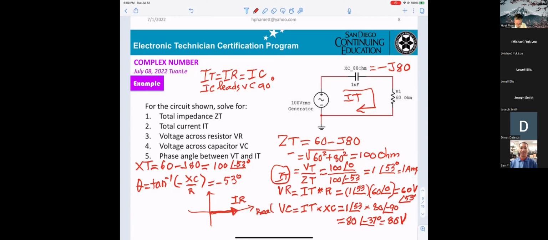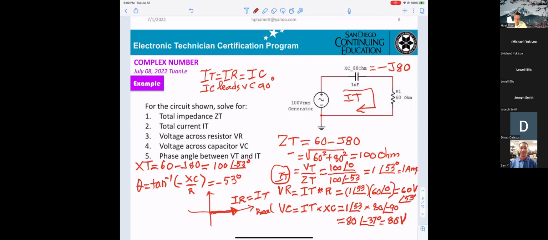And IR is also the same as IT, correct? IT, IR, IC, that's correct. There is only one current, because current is the same in a series circuit. So that's why you draw IR.